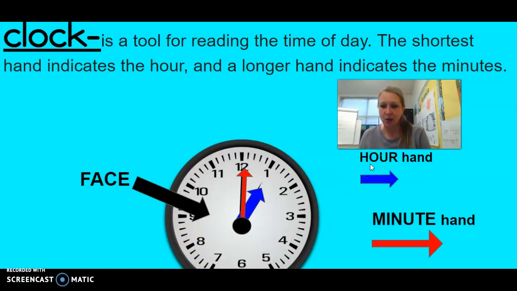Hour hand, say hour hand. The hour hand is the short hand. We read the hour hand first. Minute hand, say minute hand. The minute hand is the long hand. We read it second, counting by fives.